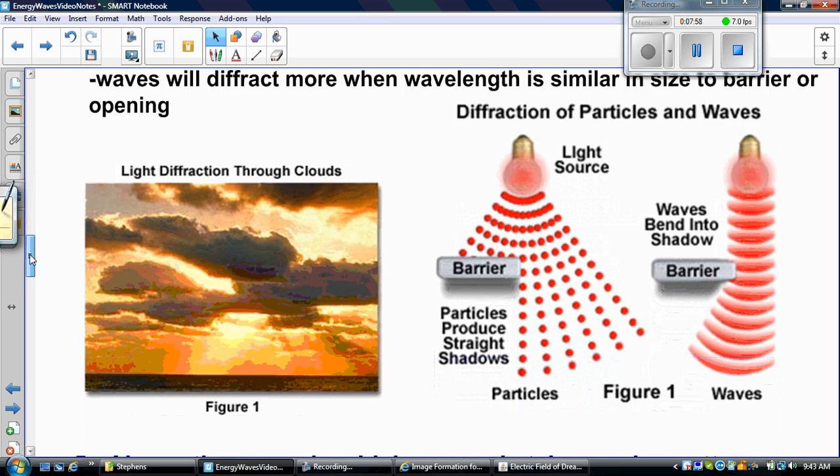So let's look at some examples. A barrier could be like a door, a wall, anything that's going to block the light and stop it from going through. So here's your light source. There's light waves that get hit by the barrier. They don't go through. The other light waves go around it. That's called diffraction. Here's another example of that.